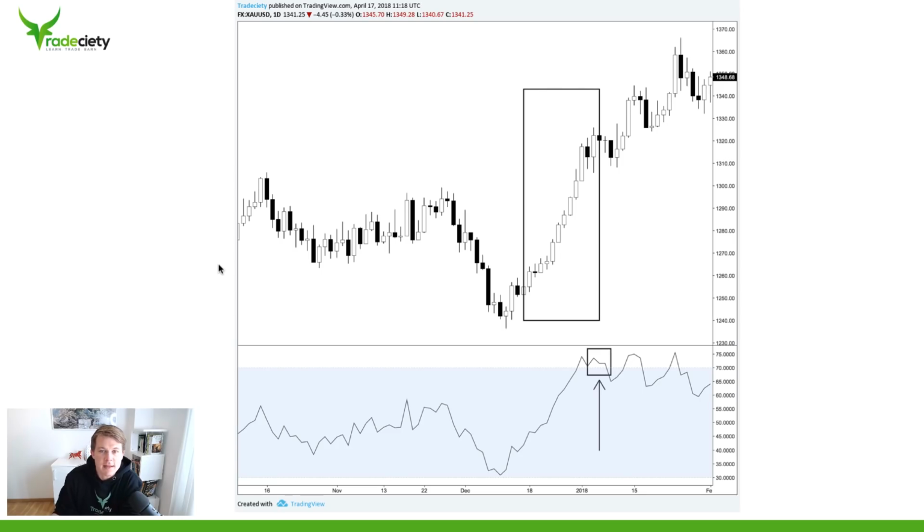I said that the RSI indicator compares the bullish and the bearish candles, and this is exactly what it does. The default setting is usually 14 periods. What this means is that the RSI indicator looks at the past 14 candles. In this example, you can see I made a box around 14 candles. And within this box, there are almost only white bullish candles.